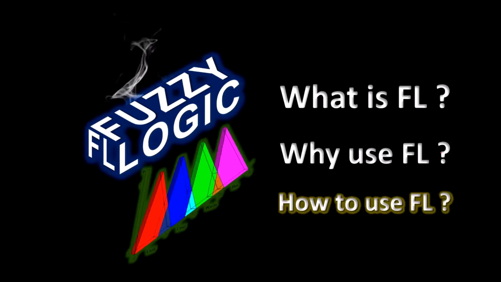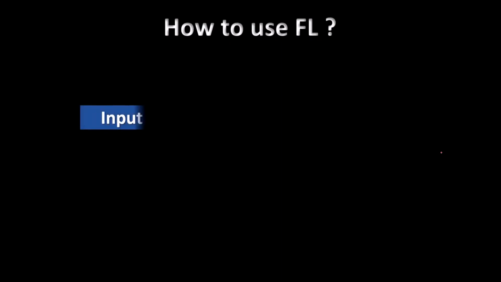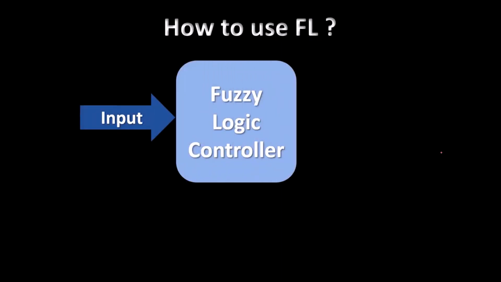So the third part is how to use the fuzzy logic. I will try to make the explanation much simpler using very layman terms so that you can understand the concept much better. So basically, for every control system, you will have some input with some controller, in this case a fuzzy logic controller, and then the output. This is the basic concept of every controller, either you use it for the closed loop or for the open loop concept.